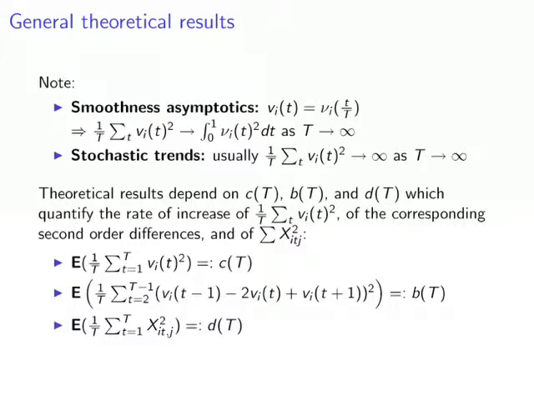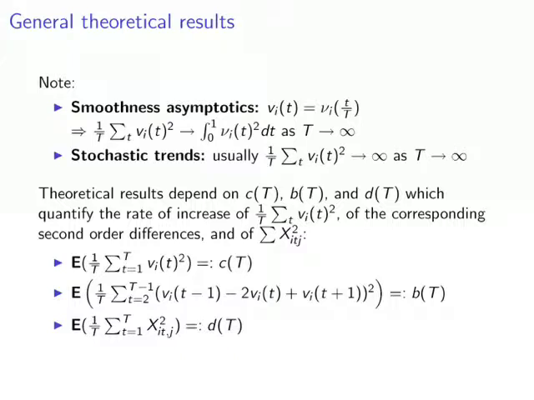There, of course, it depends a little bit. It usually depends on, say, the average of the vi(t) squared. If this is a random walk, a non-smooth process, then this will tend to infinity as t goes to infinity. Under the smoothness asymptotics, this will stay bounded. And the theoretical results now depend on CT, BT, and DT, where CT is the rate of increase of this thing, BT is the rate of increase of the second order differences, and DT is the rate of increase of the x's. And our theory in a way works if this is larger compared to that.